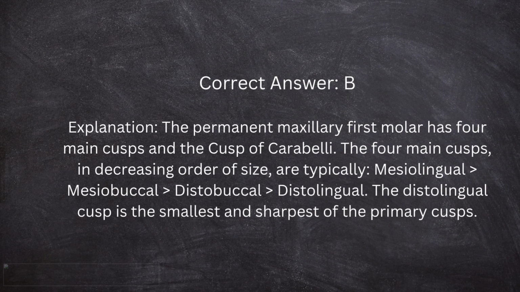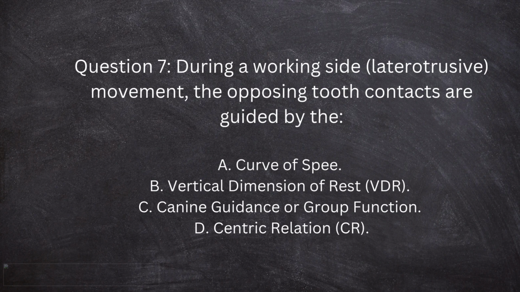Question 7. During a working side, laterotrusive movement, the opposing tooth contacts are guided by the: A. Curve of Spee, B. Vertical dimension of rest, VDR, C. Canine guidance or group function, D. Centric relation, CR.